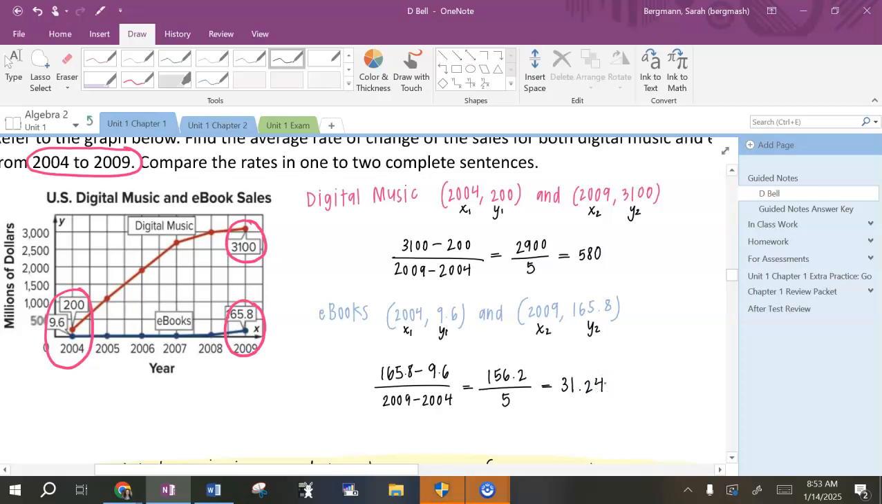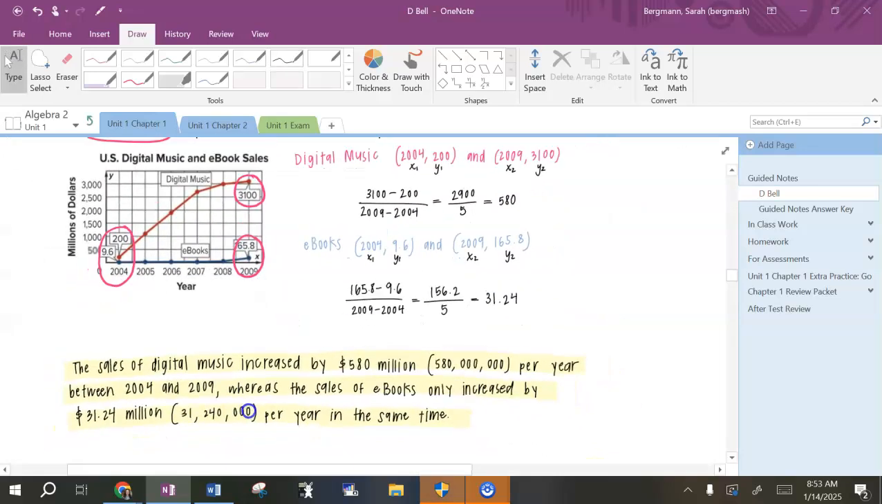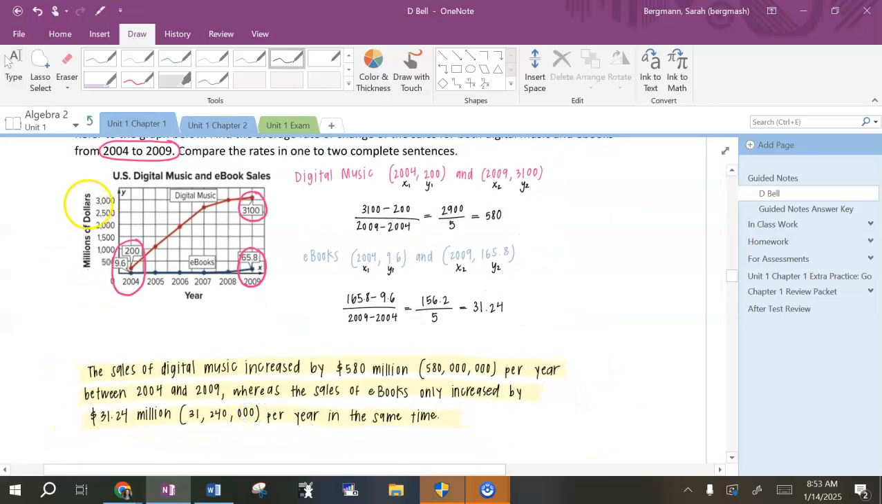So to compare these and interpret them, you'll want to make two sentences or so. You make sure that you use the change in Y in the numerator. So look at the units that you have there. So it's millions of dollars. And then the change in X is coming from the years. That's in the denominator. So it's always change in Y per change in X.